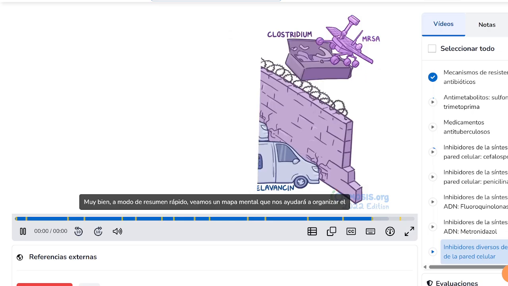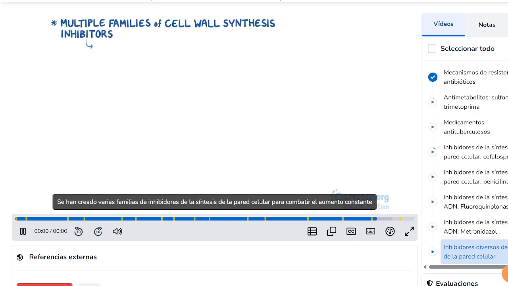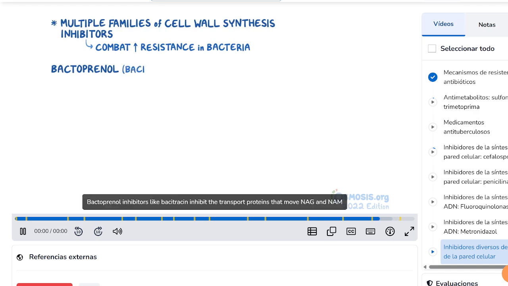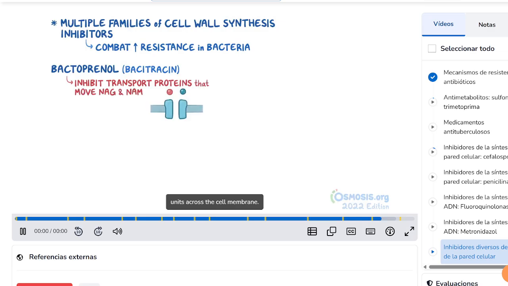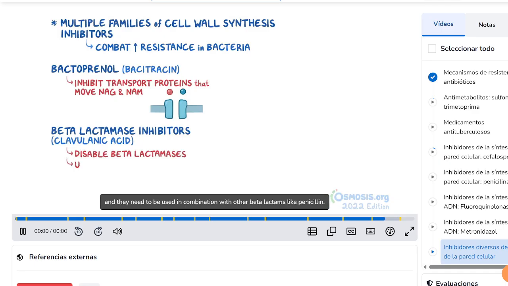Alright, as a quick recap, let's look at a mind map that'll help organize the information we covered. Multiple families of cell wall synthesis inhibitors are created to combat the ever-increasing resistance in bacteria. Bactoprenol inhibitors like bacitracin inhibit the transport proteins that move NAG and NAM units across the cell membrane. Beta-lactamase inhibitors like clavulanic acid are used to disable beta-lactamases, and they need to be used in combination with other beta-lactams like penicillin.